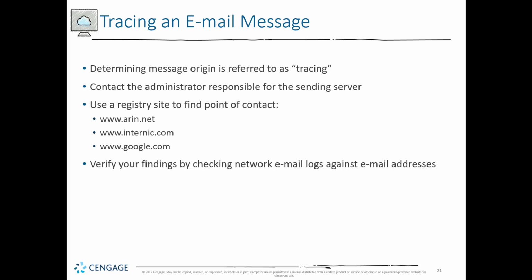So tracing an email, this is where this is becoming more important. To determine the message origin is called tracing. You can contact the appropriate responding server if you know it came from a Gmail server. You reach out to Google. If you know it came from an Office 365 system, you contact Office 365. And again, they may or may not help you based off of the information that you provide.